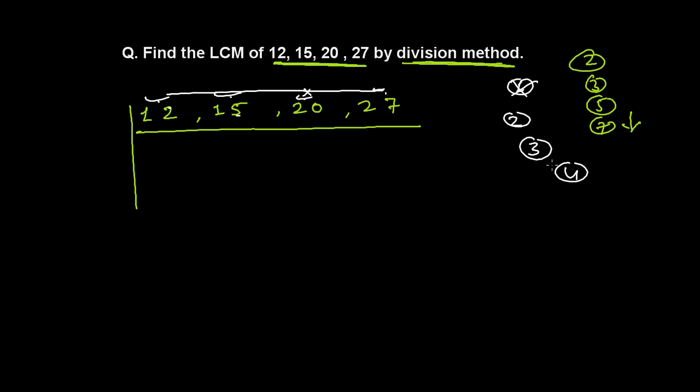If you try 4, you can divide just the 20. By 5, if you check, you can just divide the 20. So the maximum is 3. This 3 can divide 3 numbers.